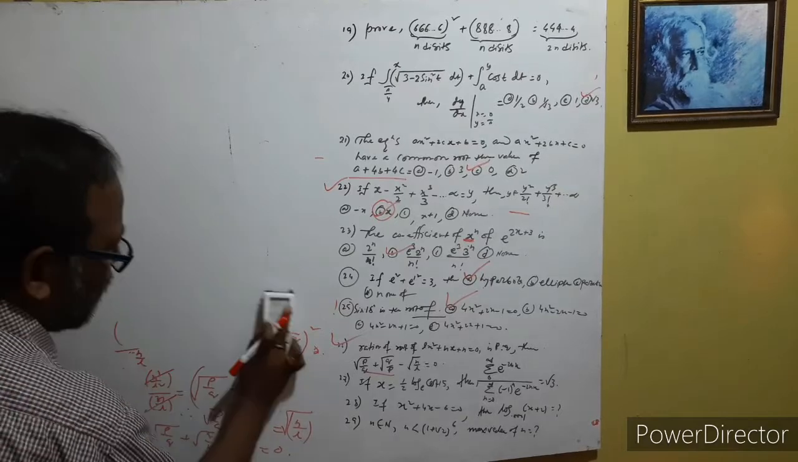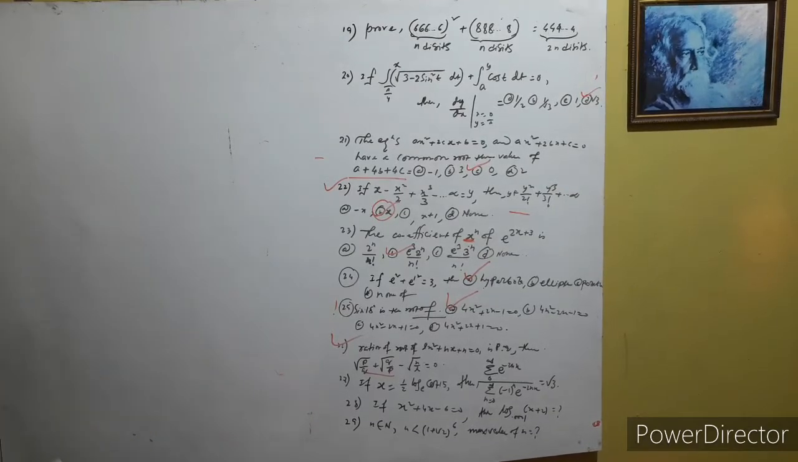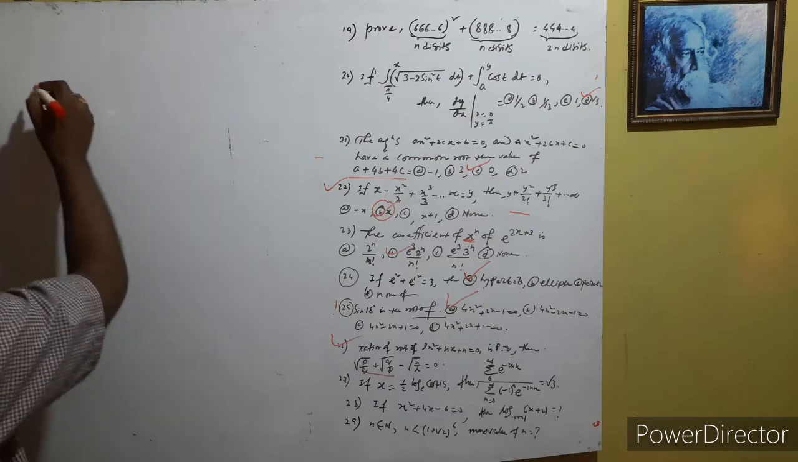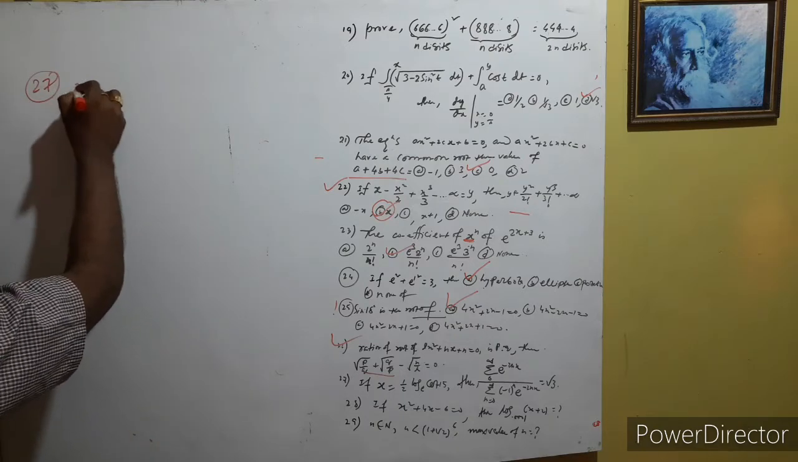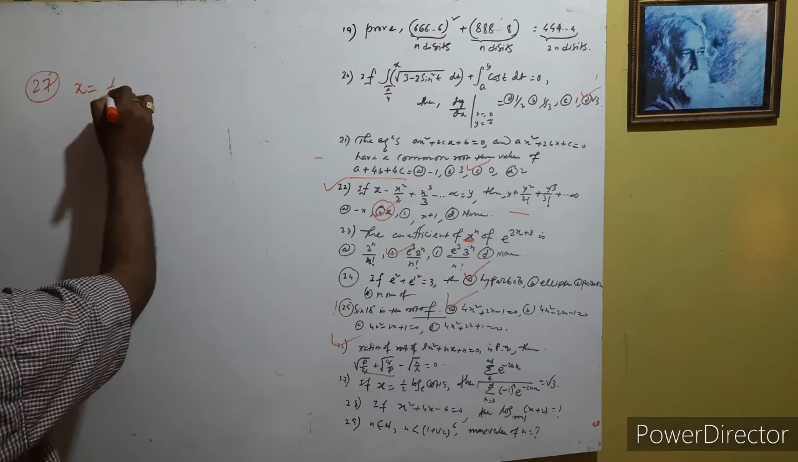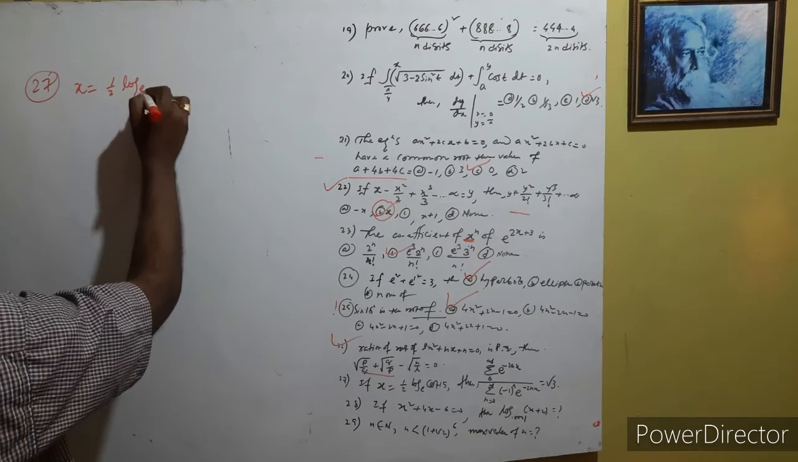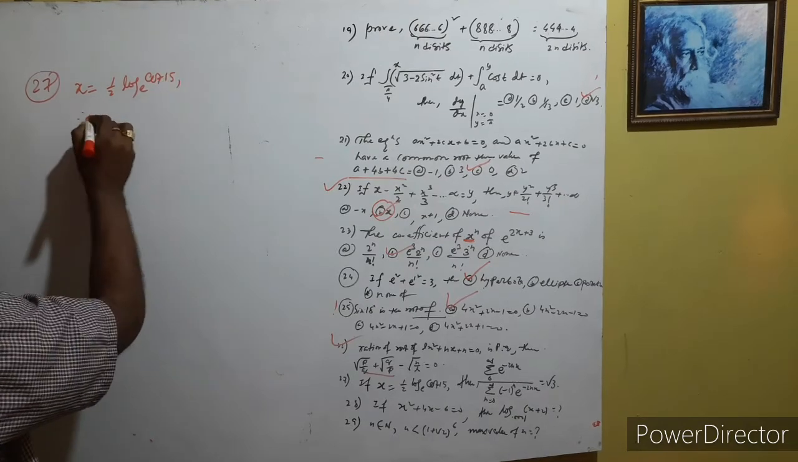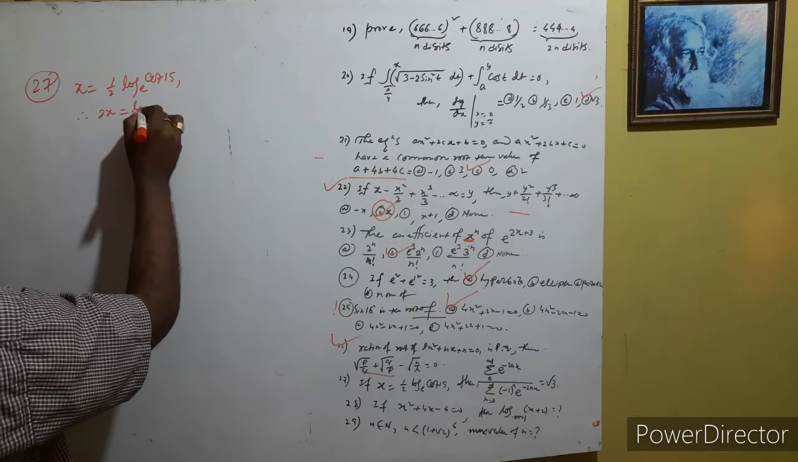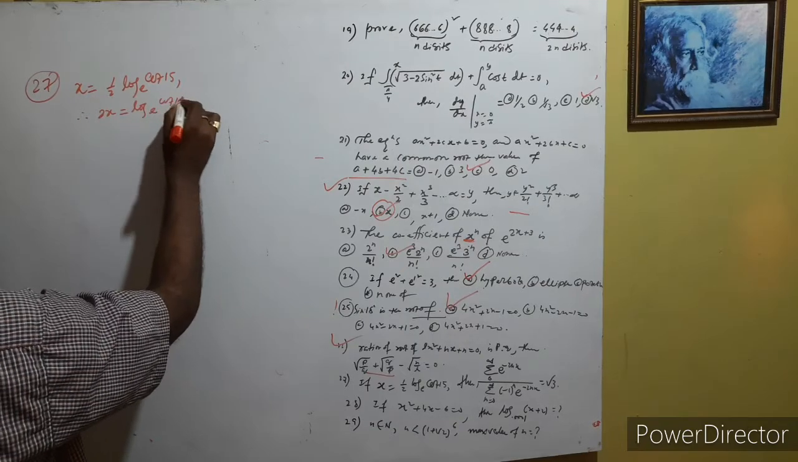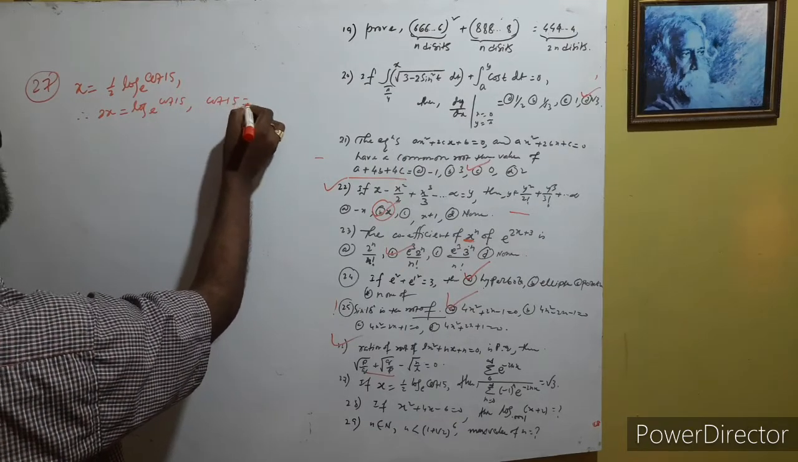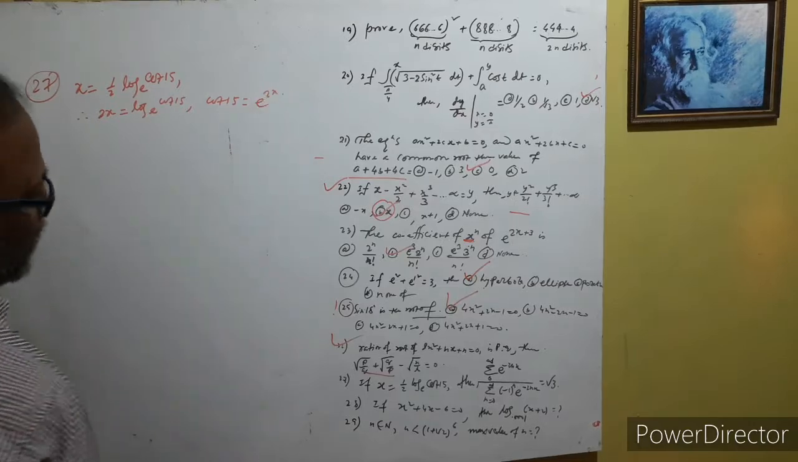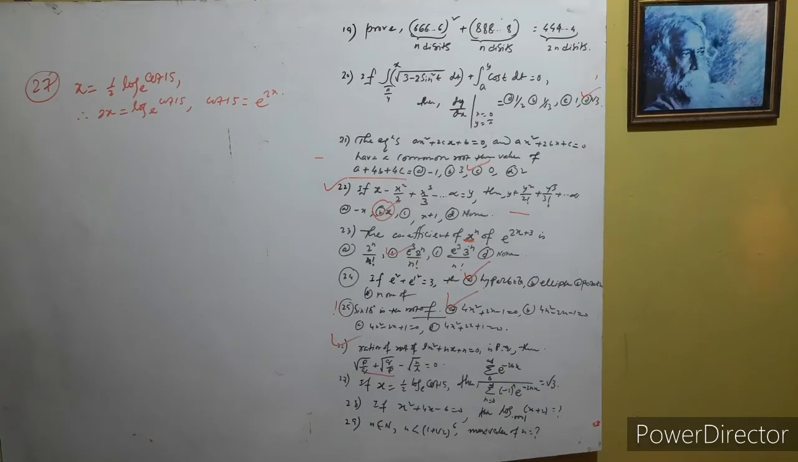Now for the 27, x is equal to half log to the power e of cot 15. So twice x is equal to log e to the power cot 15. So cot 15 is equal to e to the power twice x. Okay, e to the power twice x.